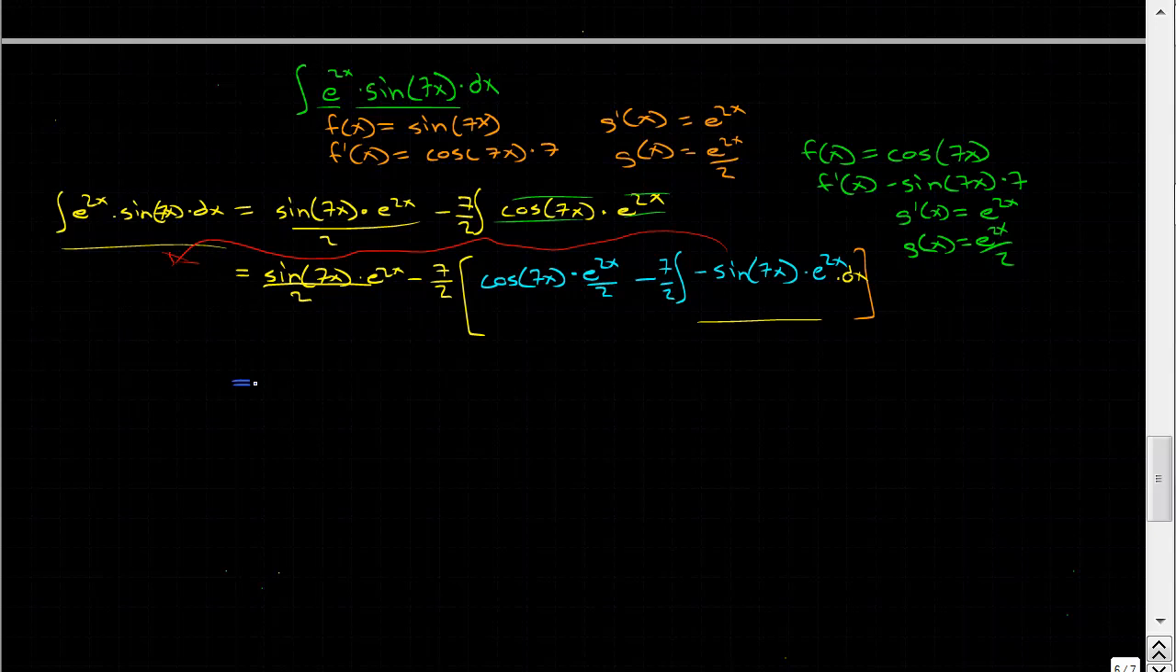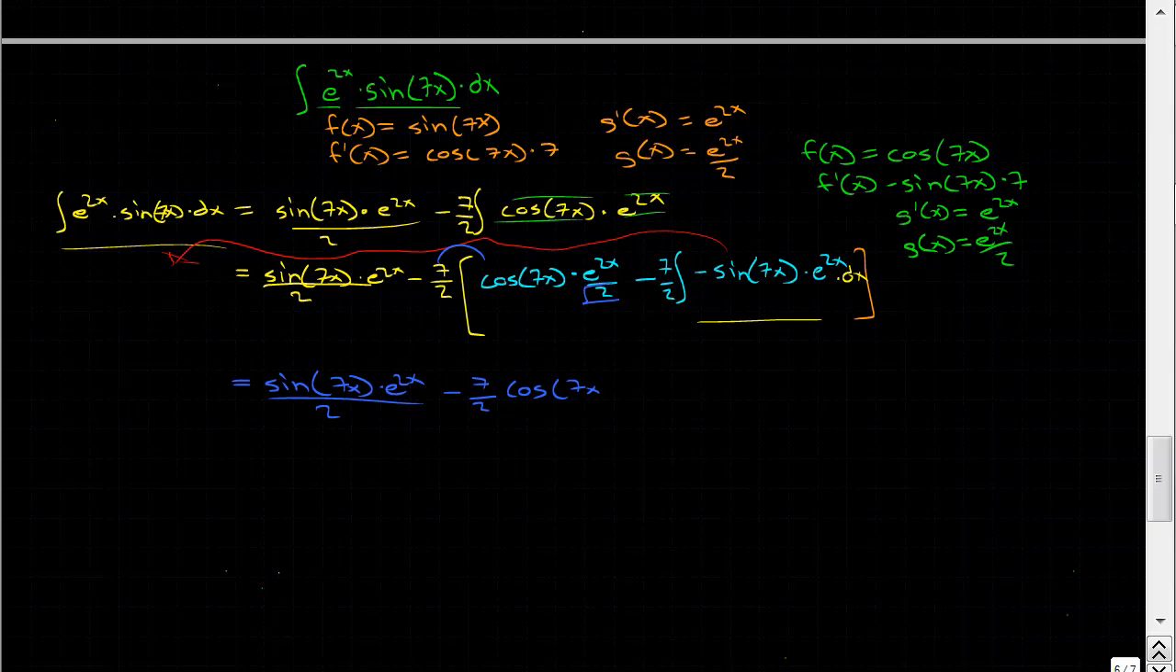So this equals sine 7x times e to the 2x divided by 2 minus, now I'm going to factor these out, the 7 divided by 2, so 7 over 2 cos 7x.